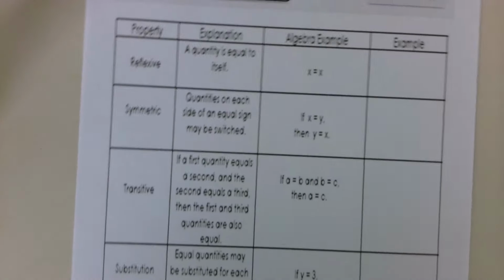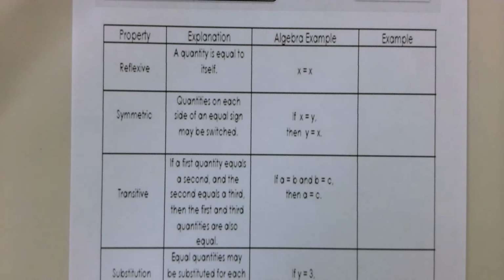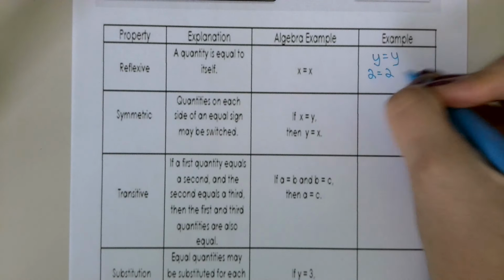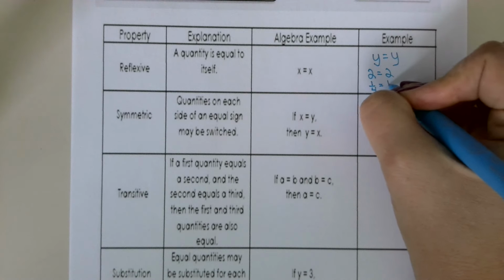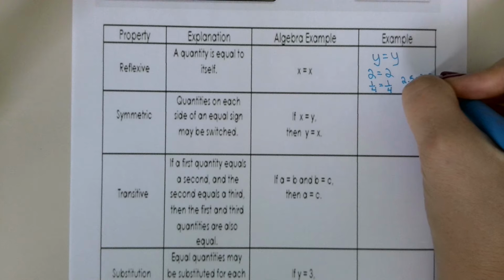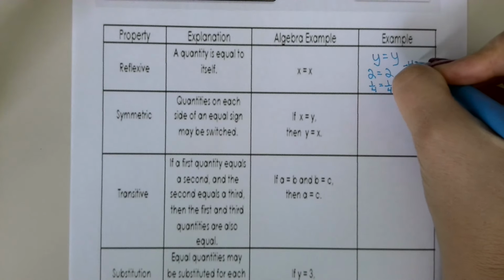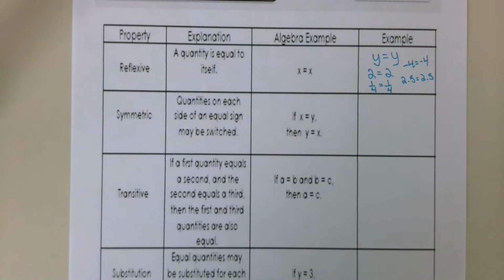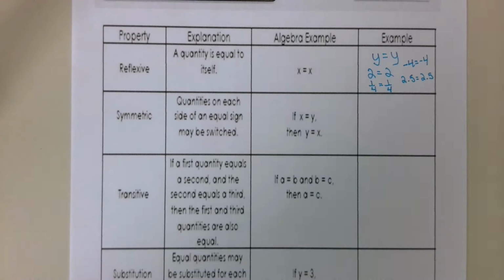Last slide is slide 11. These are some properties just to think about. The reflexive property basically is a number is equal to itself. So x is equal to x, y is equal to y, 2 is equal to 2, 1/4 is equal to 1/4, 2.5 is equal to 2.5, -4 is equal to -4. Numbers are equal to themselves.